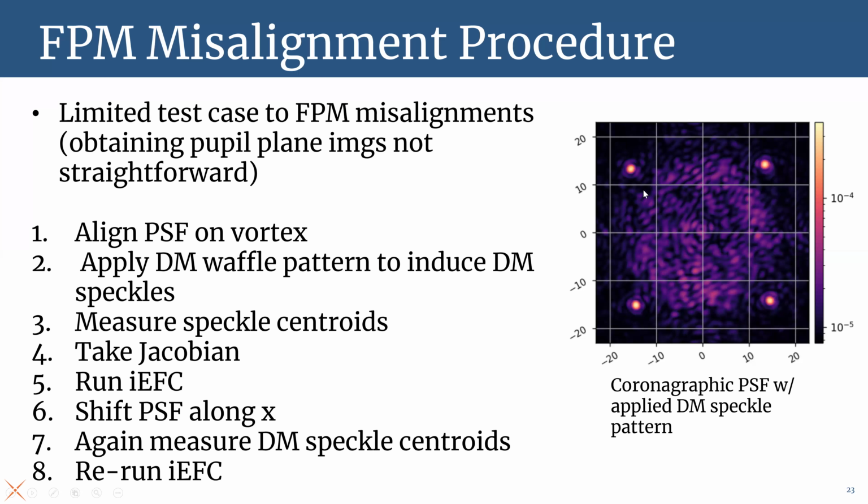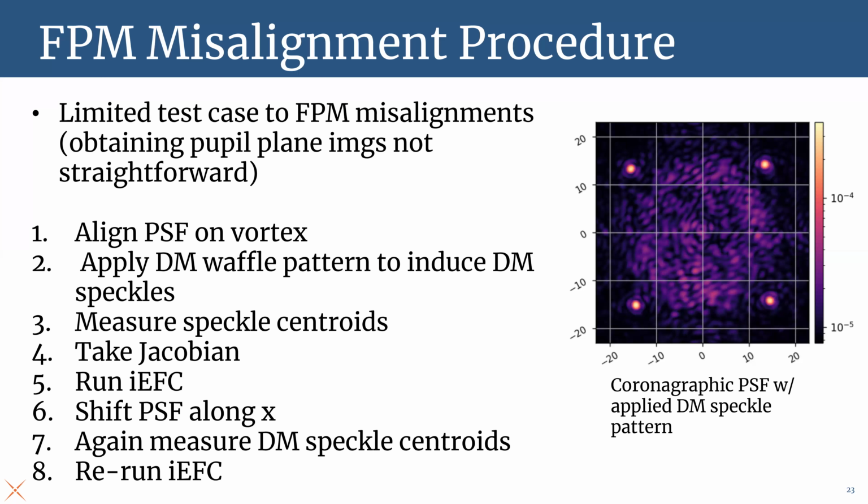And these are these 4 bright spots shown here. And I measure the centroids of these speckles to get an initial starting position. I take my Jacobian, I run iEFC, and then I shift the PSF along X, and I again measure the speckle centroids to see how much the PSF has shifted. And through this process, I can quantify how much I'm shifting the PSF with respect to the focal plane mask in lambda over D.